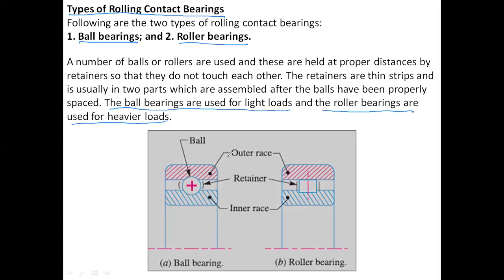Now here you can see, in ball bearing everything is the same, whatever is your outer race, inner race, retainer is also the same. But the difference is that in ball bearing you are using balls, which are used for light duty or light weights, and in roller bearing we are using rollers instead of balls, and they are used for heavy duties or heavy weight. That is the major difference between both.